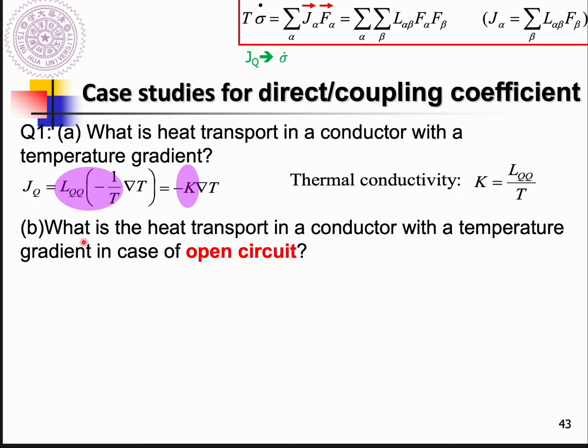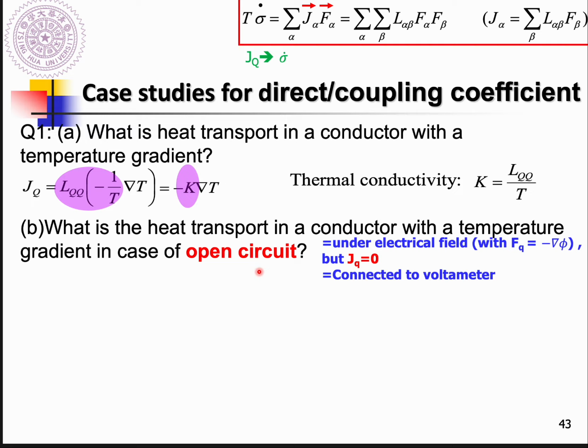This question B is, why is the heat transport in a conductor the same as in A, right? But with the temperature gradient in case of open circuit. Okay, so now the circuit is open. We also have a temperature gradient. And in case of an open circuit, you will probably think about what the open circuit is here. Open circuit means you connect this conductor with a wire, and that allows that wire to make a circuit.